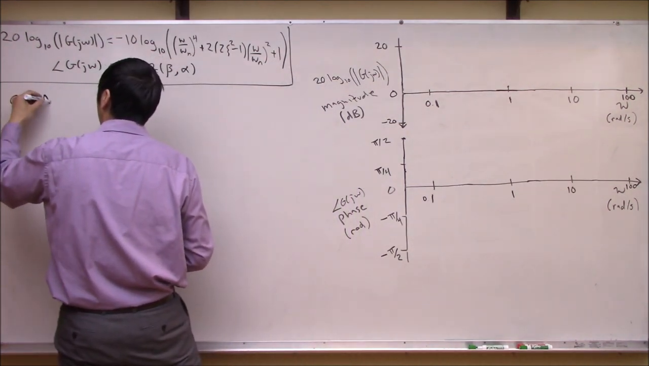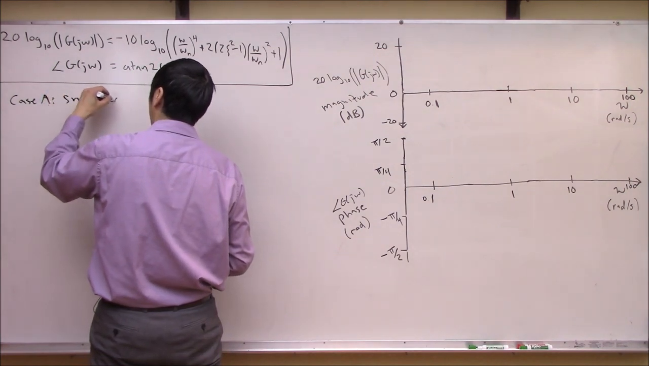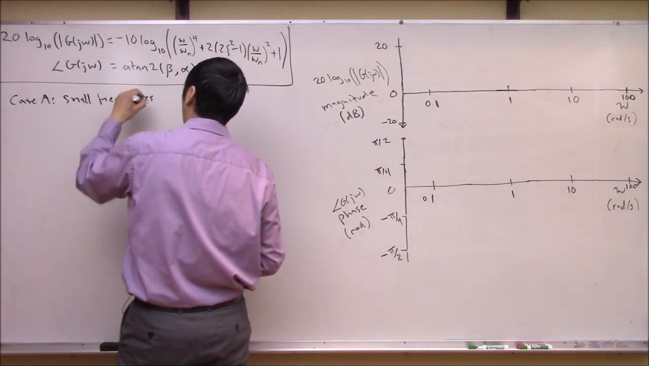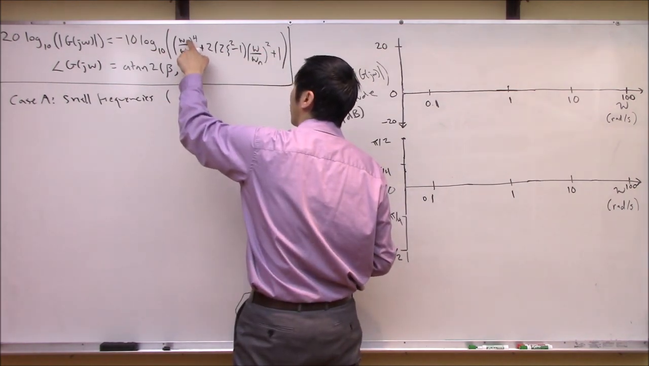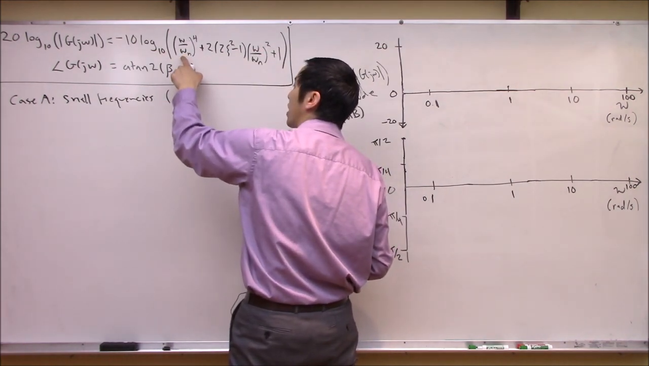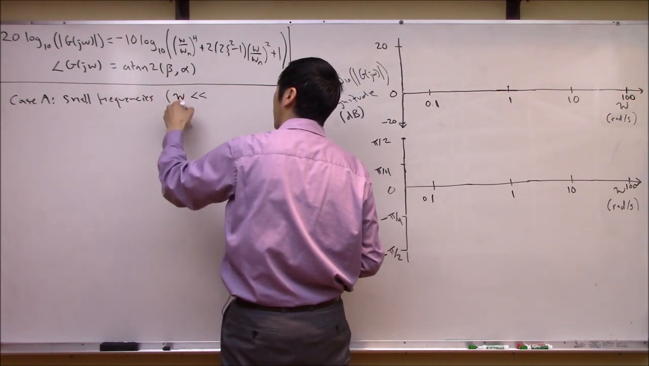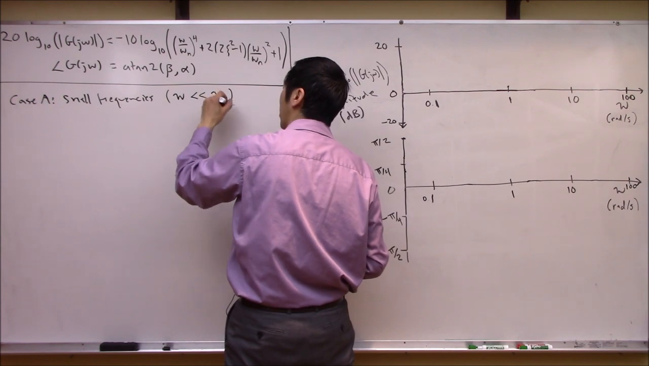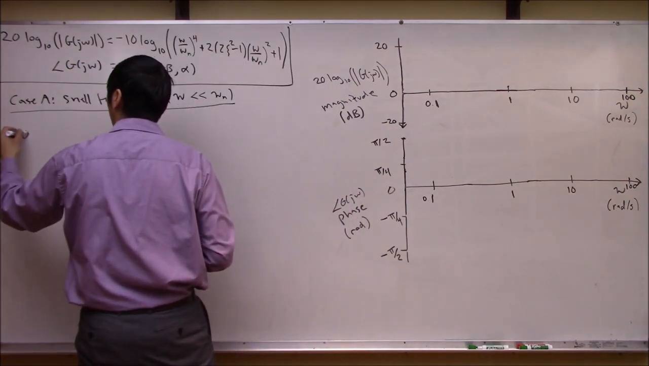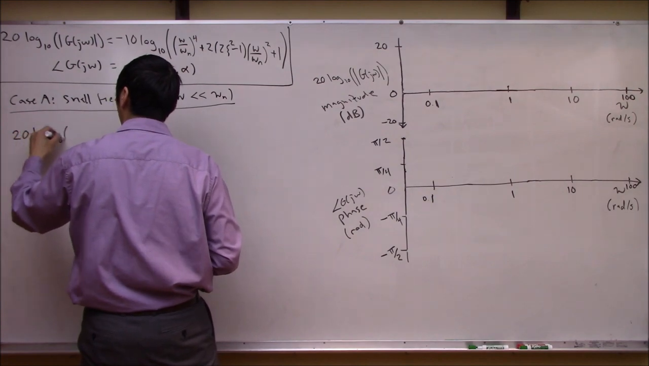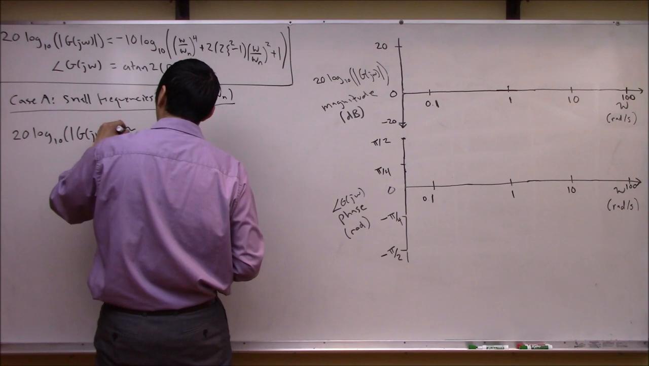Case A here was small frequencies or low frequencies, however you want to think about this. We need to think about how the frequency omega relates to the natural frequency omega n. So in the small case, we want to look at what if omega is much less than omega n. In that case, what does this expression up here look like? 20 times log base 10 of the magnitude of G of j omega is now, let's think about this.